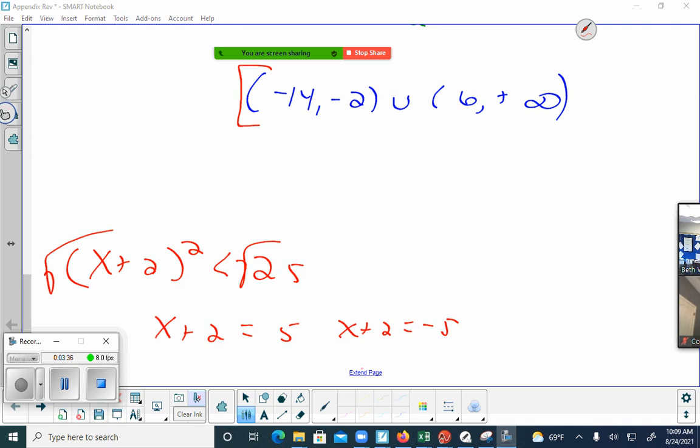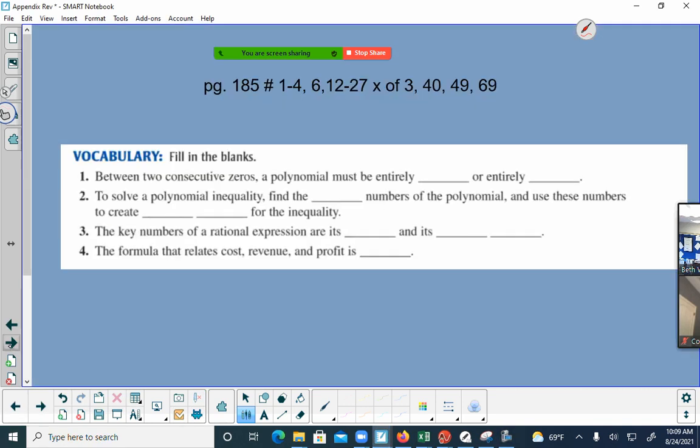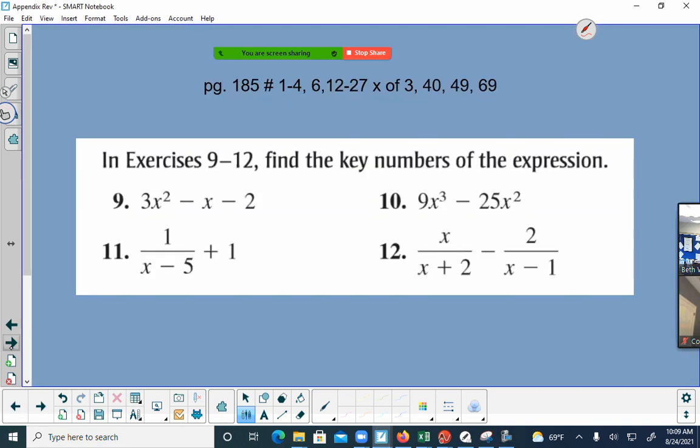Number 12. This one says find the key numbers or critical numbers. Same thing, right? So for number 12, I'm basically finding the zeros and the undefined spots. Does that make sense? So in order to do this, I have to have a common denominator. So to find the common denominator, I'm going to multiply the first one by x minus 1. I'm going to multiply the other one by x plus 2.